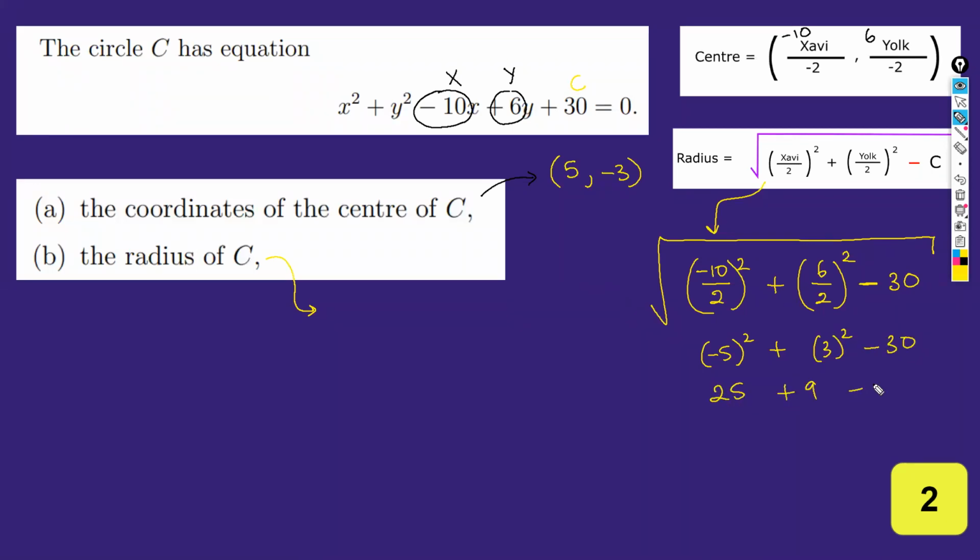25 plus 9 minus 30. Let's see what we get there. We get a really nice answer here. Some people got terrible answers. Come on, guys, we got such a nice answer. We're getting 4, and then we're supposed to square root the 4. The answer is 2. The radius is just 2 units, right? Because we don't know whether it's centimeters or meters or whatnot. All right.